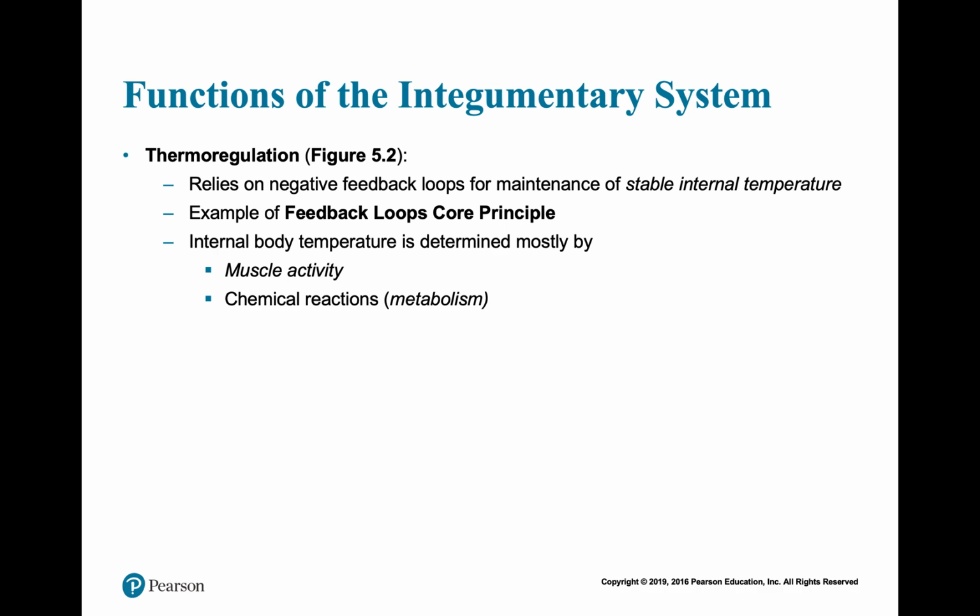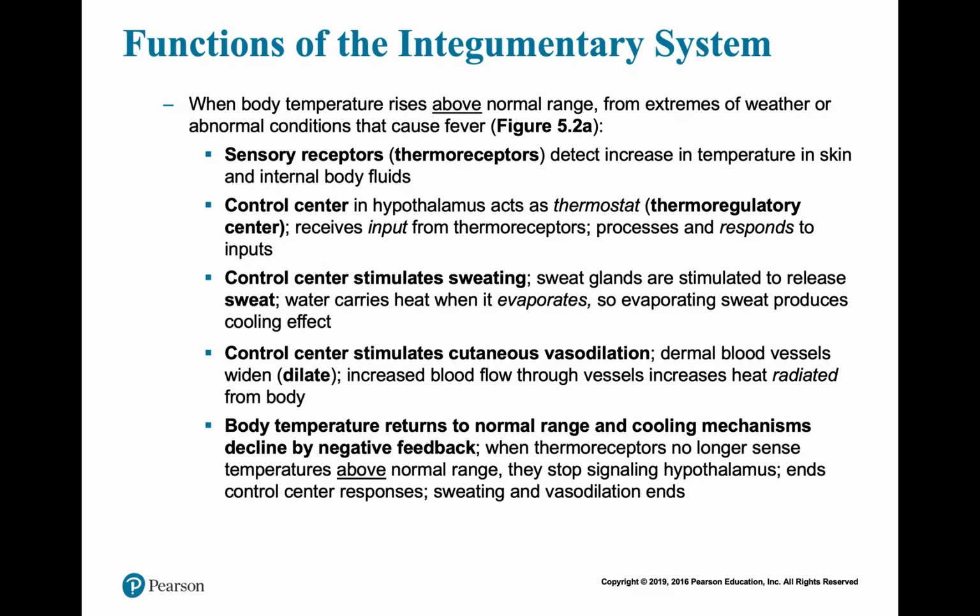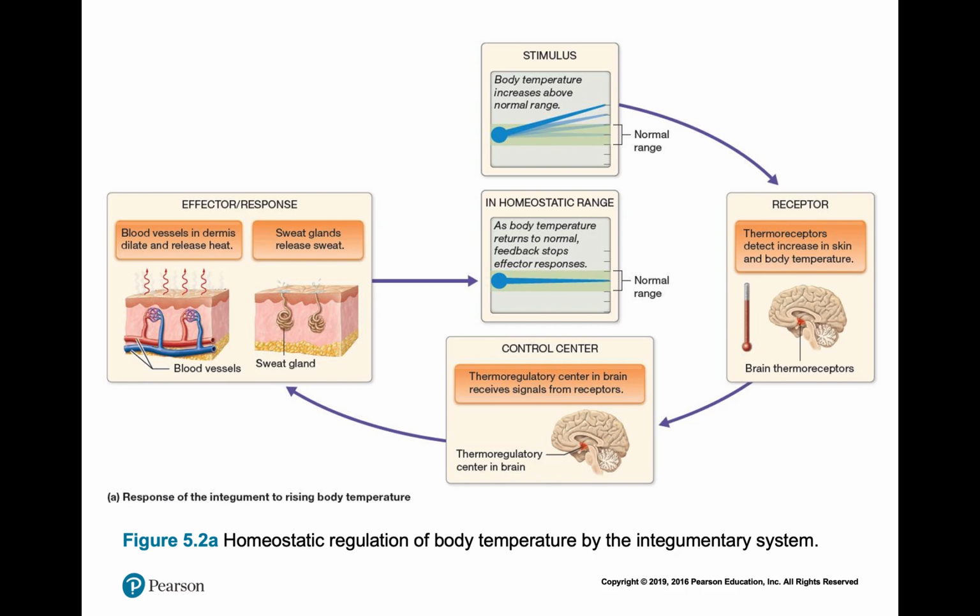And then thermoregulation, the skin plays a role in. Thermoregulation is the body's ability to maintain a stable internal body temperature via negative feedback loops, all right? You can read through what I'm about to talk about, it's just typed up in these slides, but here we have a normal range of body temperature, and if that body temperature were to increase above our normal range, right? So that's the stimulus, an increase in body temperature.